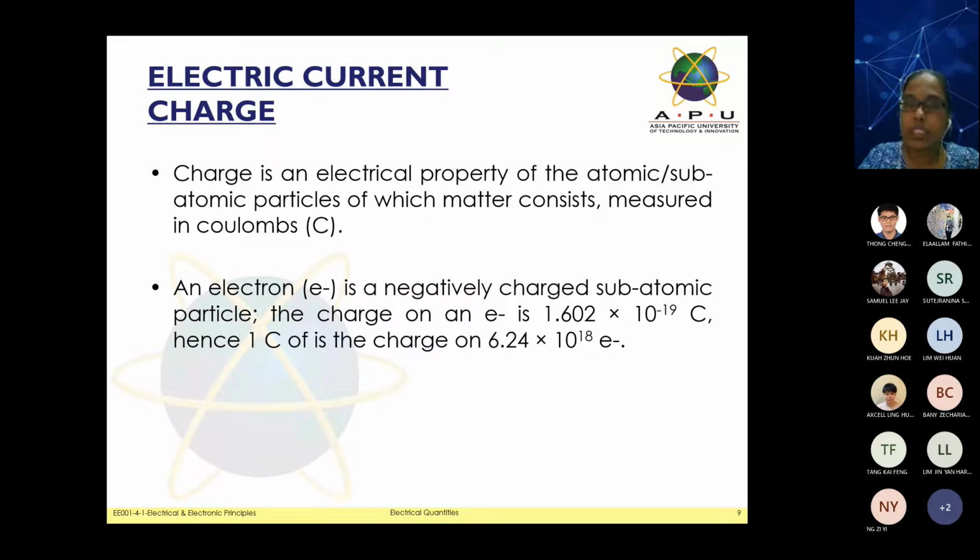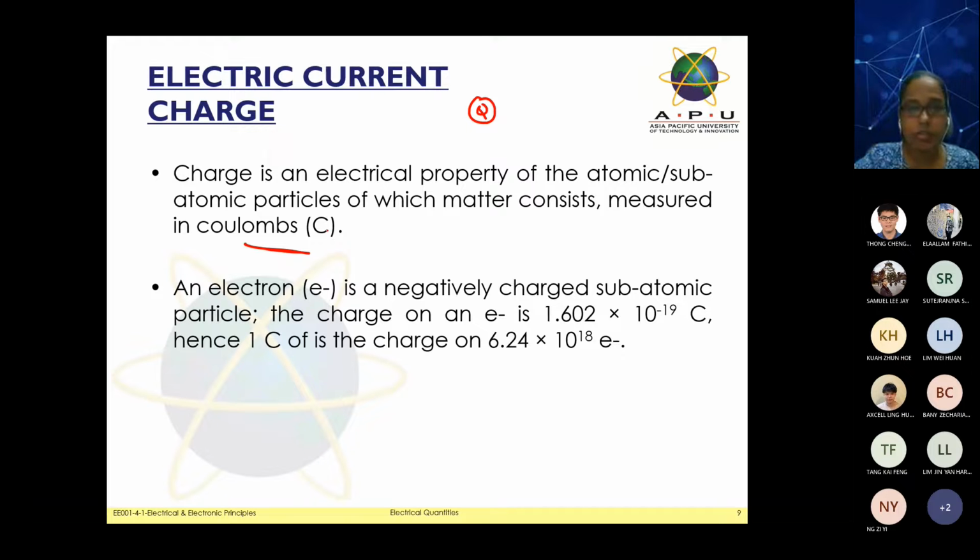Let's see this part here: charge is an electrical property of atomic, or subatomic, particles in matter, measured in coulombs. When they say charge, it means something we can't see with our eyes, but it can be represented by an electron or a proton, and we call it charge. Example, I put it as Q. The unit we always specify for charge is the coulomb, measured in C. Take note about this one: the unit that we measure is the coulomb, C.